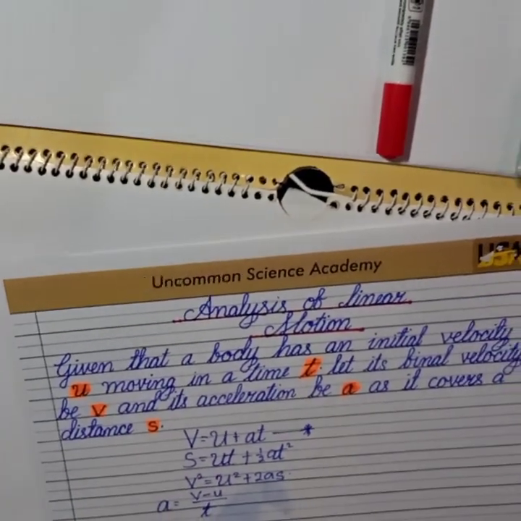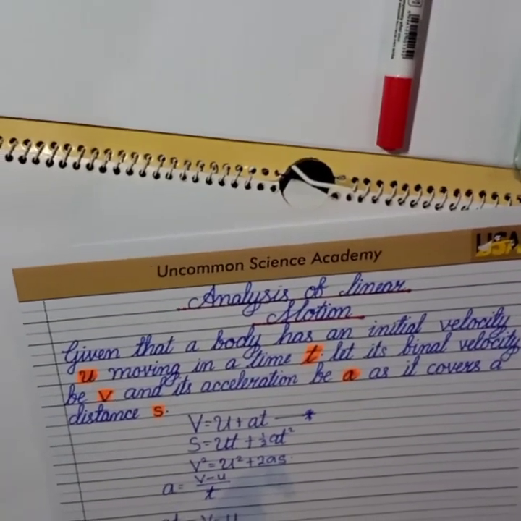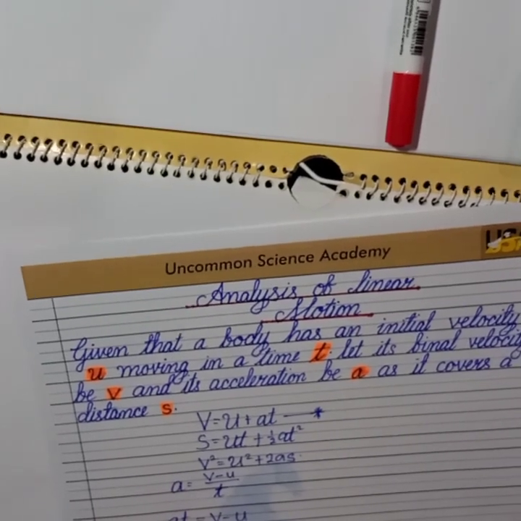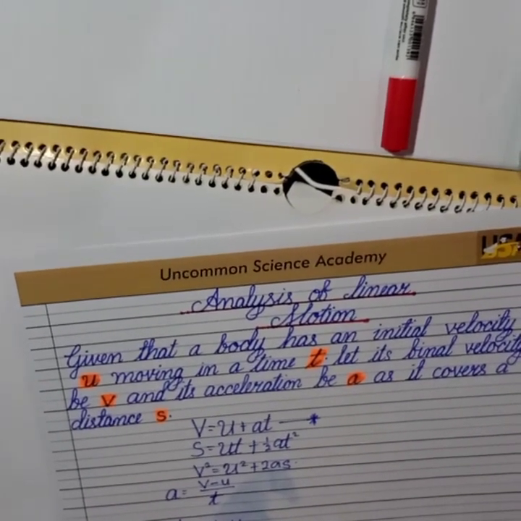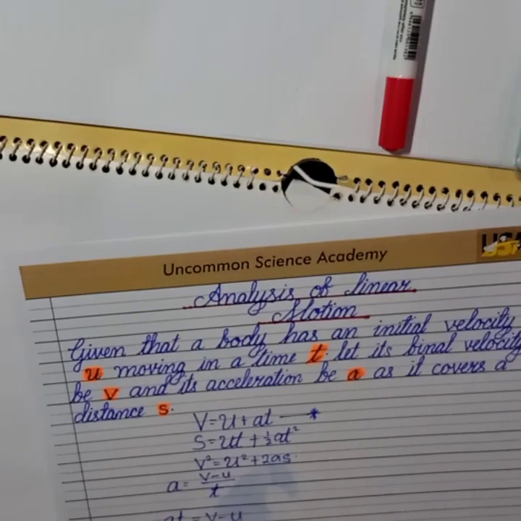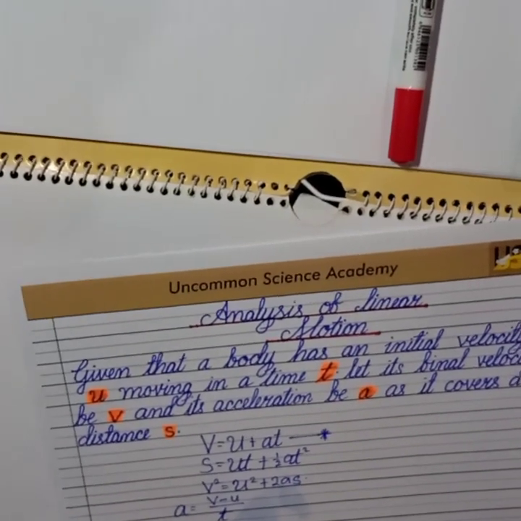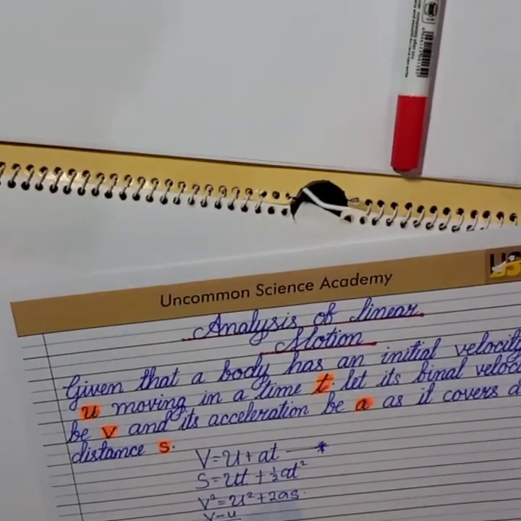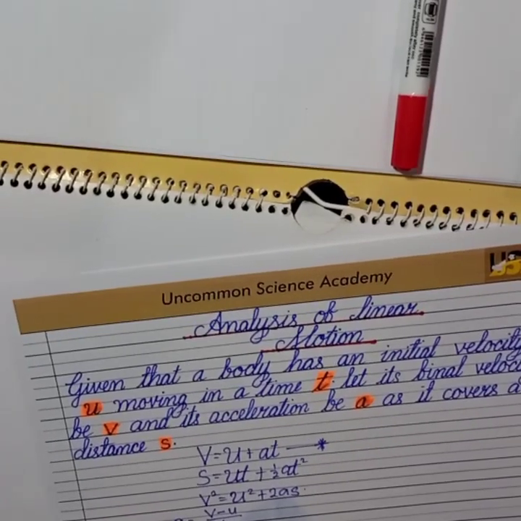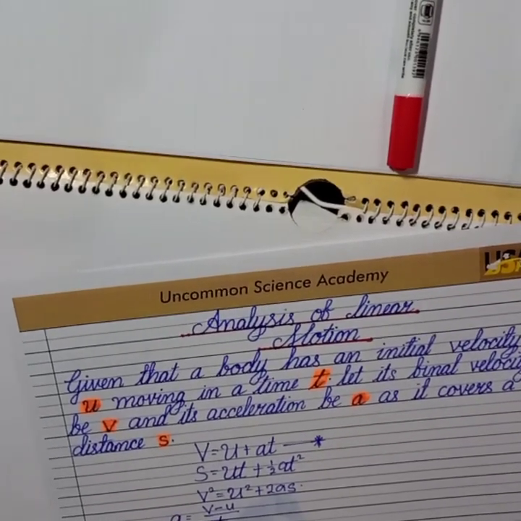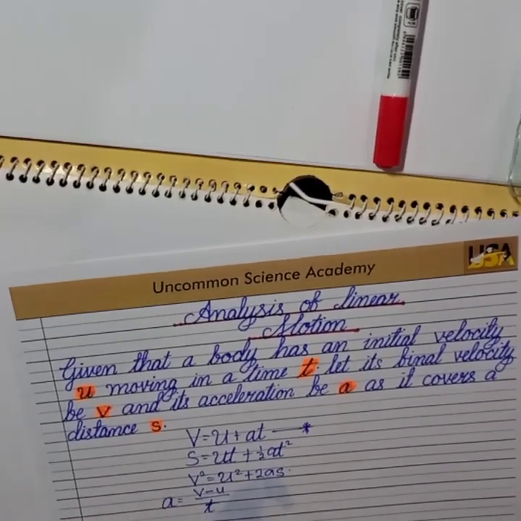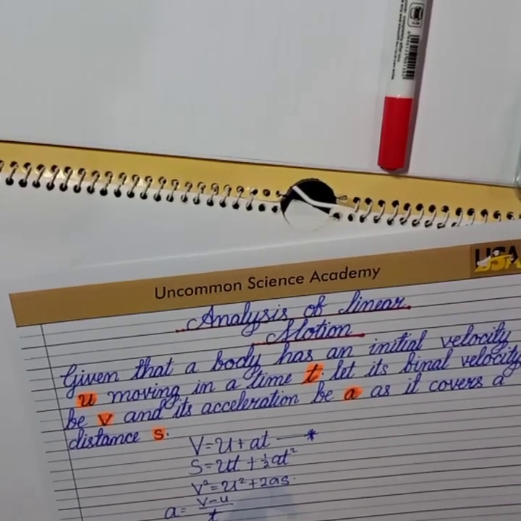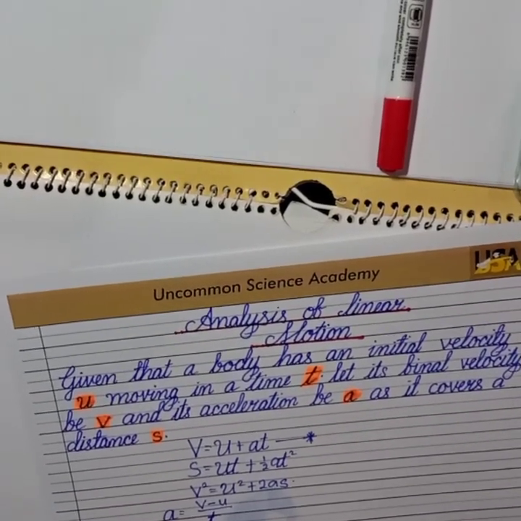And at times, your body can start from rest. If the body starts from rest, the initial velocity will become 0. Then you can have your final velocity to equal AT. But at every point in time, for a body that is undergoing a motion, the body will surely have acceleration and time. So, let's quickly move to the second equation.